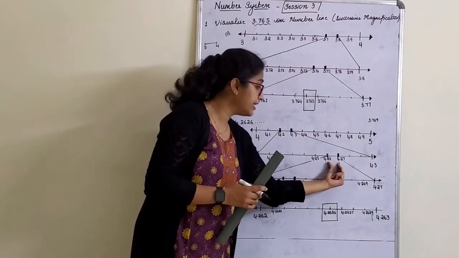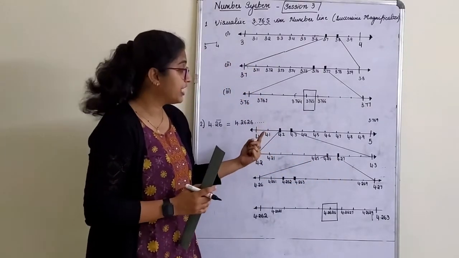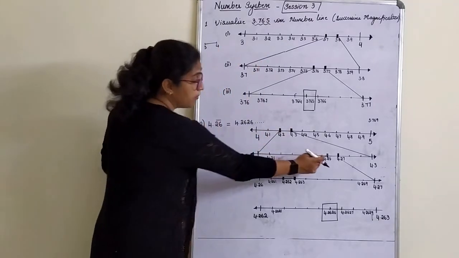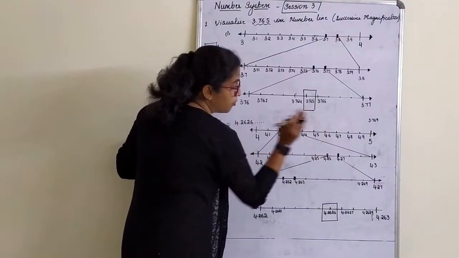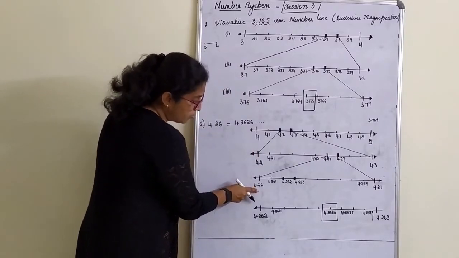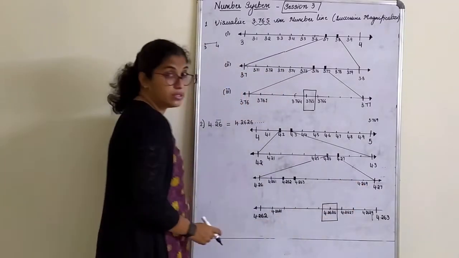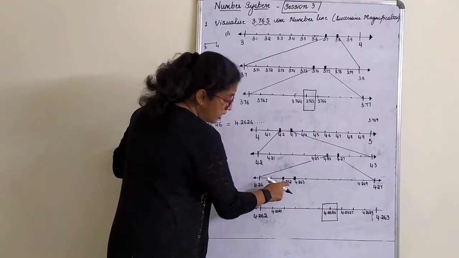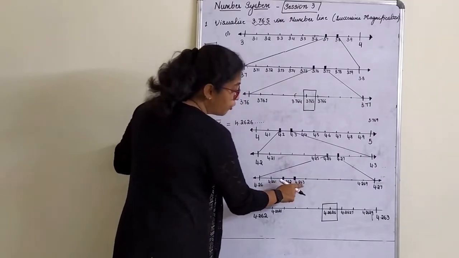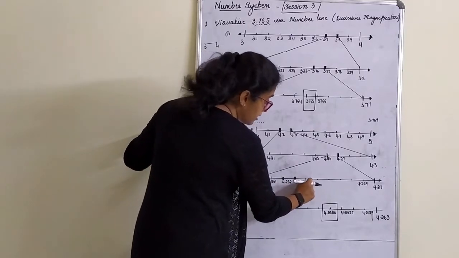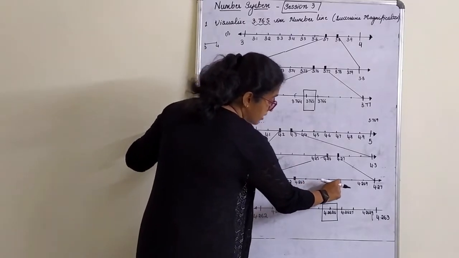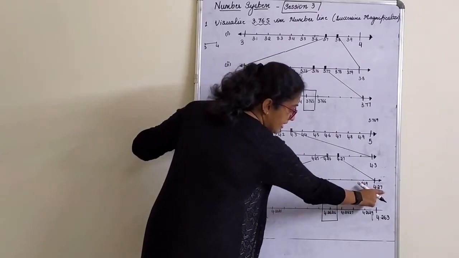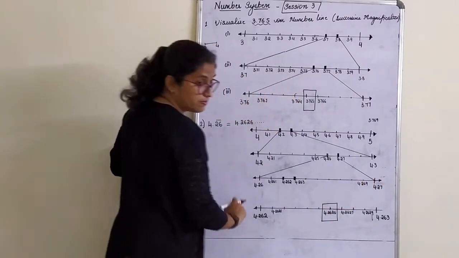Let us magnify these 2 points. Wherever magnification is required, I have highlighted them again in bold. Magnify 4.26 to 4.27. 4.26, 4.261, 4.262, 4.263, 4.264, 4.265, 4.266, 4.267, 4.268, 4.269. After 4.269, it is 4.27.